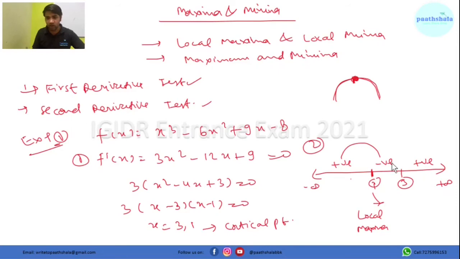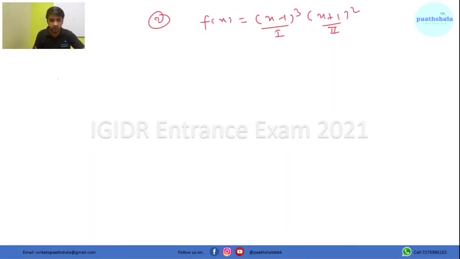And here you can see that this is moving from negative to positive. So the curve will probably be like that, initially decreasing, then increasing. So this point will give you local minimum. So 3 will give you local minimum. So this is the approach to solve the question using the first derivative test. Now let's move to question number 2.